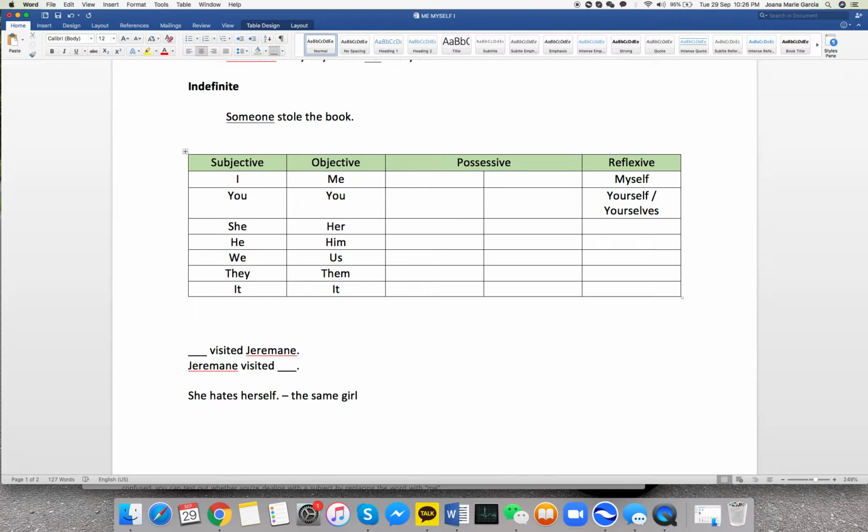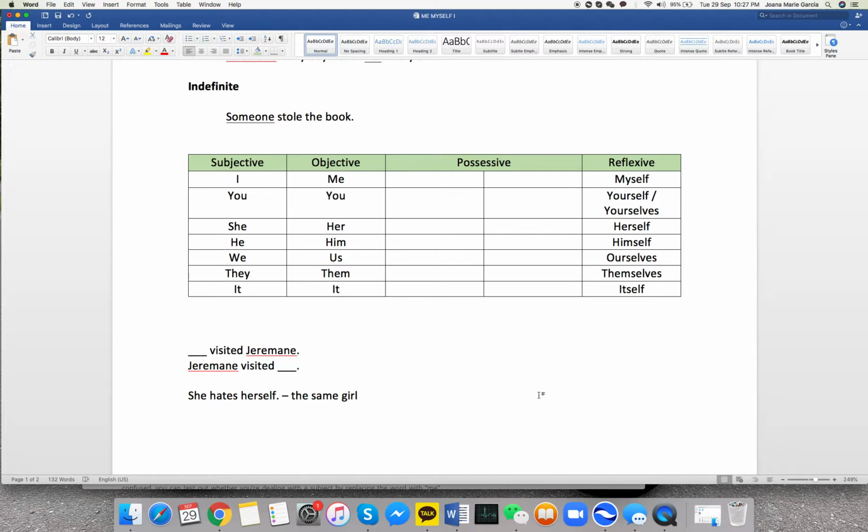We have herself, and then of course himself, and ourselves. This is plural, so we have to use ourselves, and themselves. It's plural too. And of course, itself. For example, the dog bit itself. So that's the thing: the subject and the reflexive pronoun should be the same.